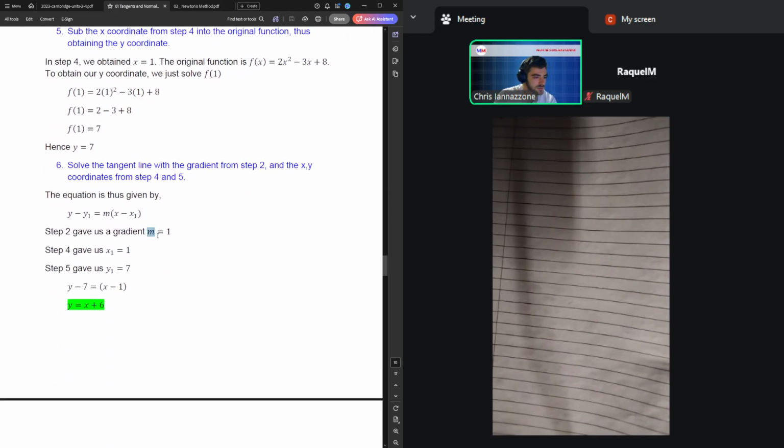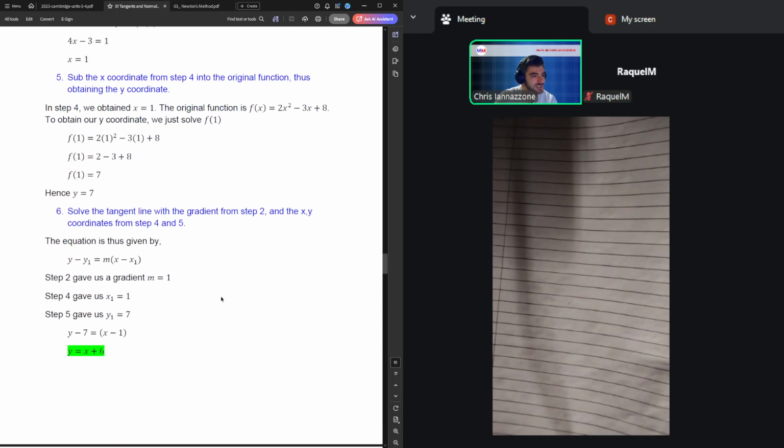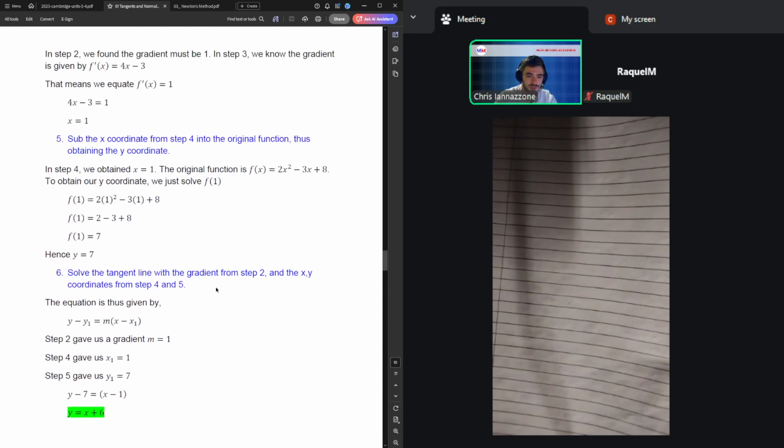Up until now, we're going to now have gradient, x, and y. So just shove them all into where they belong. That's pretty much it there. Fair enough on that one? Cool.